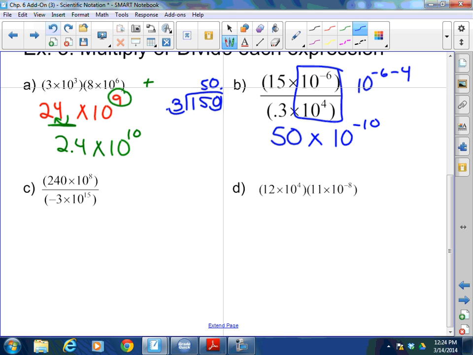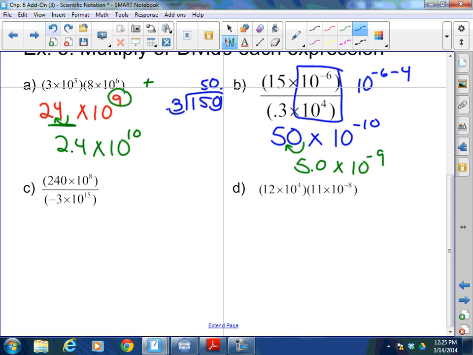Now, is that in proper scientific notation? No. So pay attention. I got to move the decimal 1 to the left, correct? Am I going to add an exponent or subtract an exponent? So I got 5.0 times 10 to the negative 9th. Is this making sense, guys? This is the hardest part. So if you got this, you're done. Does that make sense? Okay, awesome.